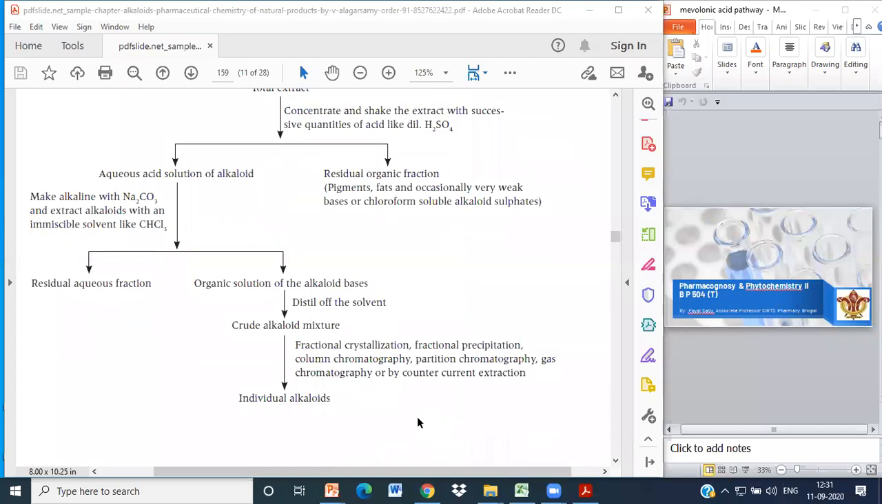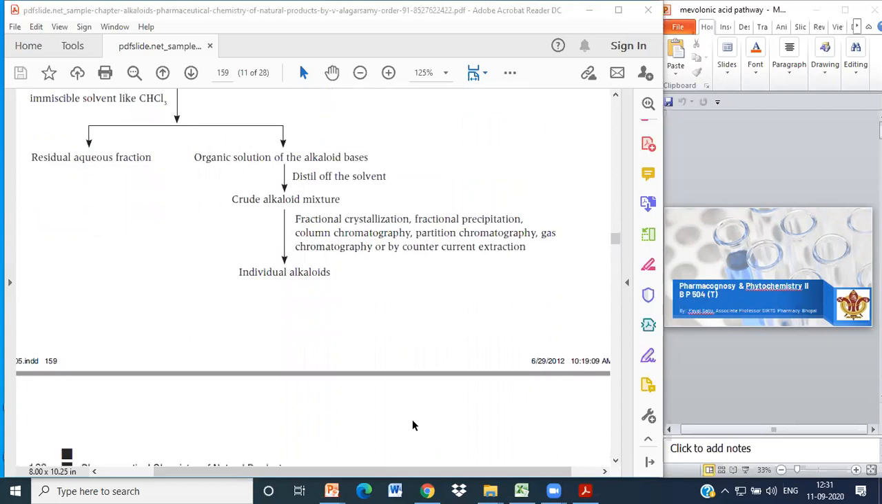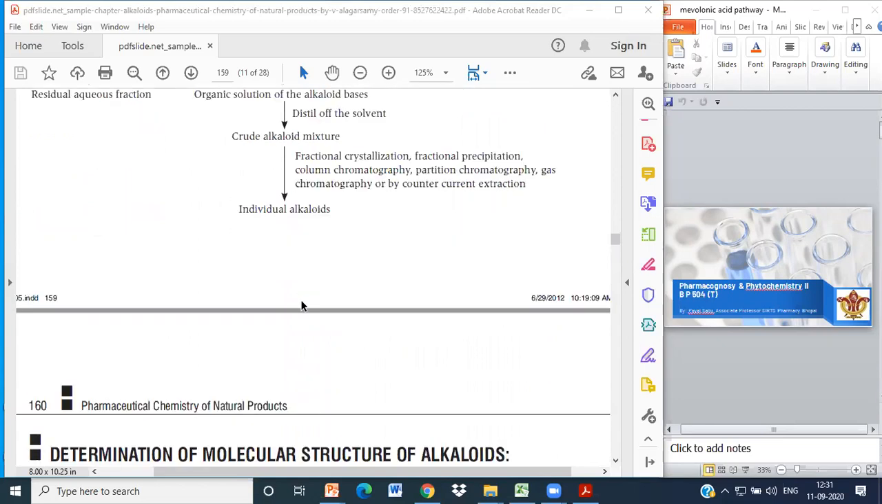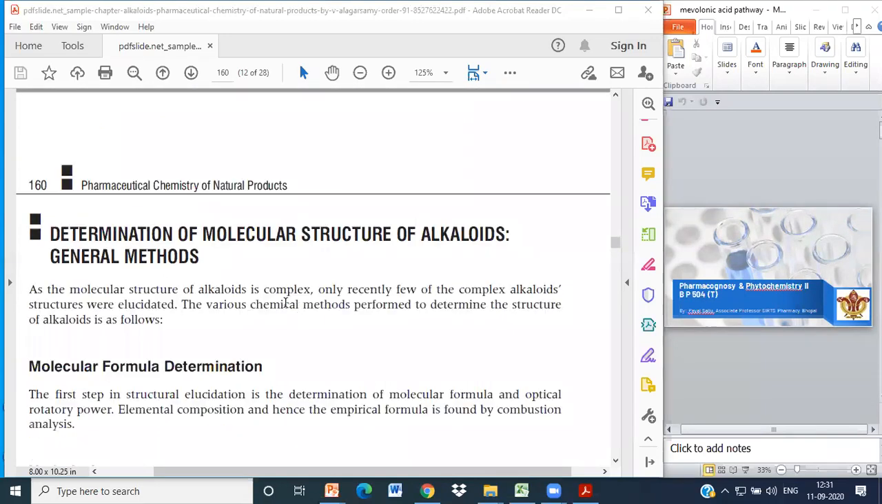You'll get the individual alkaloids of whatever drug you have taken, if it contains different types of alkaloids or a mixture of alkaloids. So this is how you can separate them, and these are the different methods by which you can separate the mixture of alkaloids. Now, this is the chemistry of alkaloid.